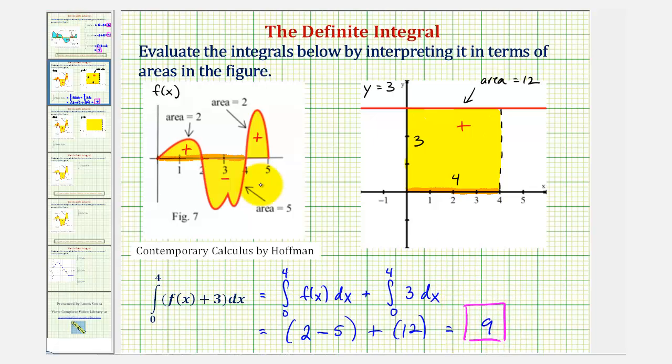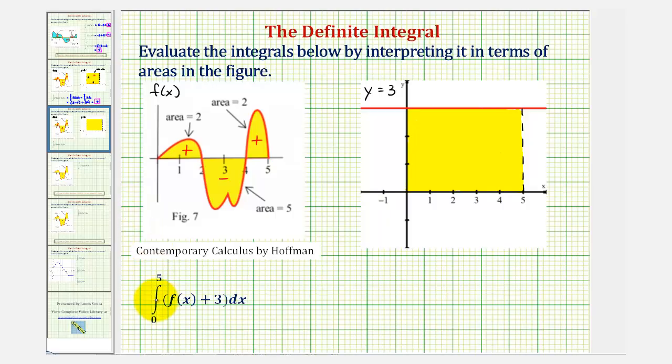Let's take a look at a second example. Now we have the integral of f of x plus 3 from 0 to 5. Again, for the first step, let's write this as two separate integrals. We have the integral of f of x from 0 to 5 plus the integral of 3 from 0 to 5.